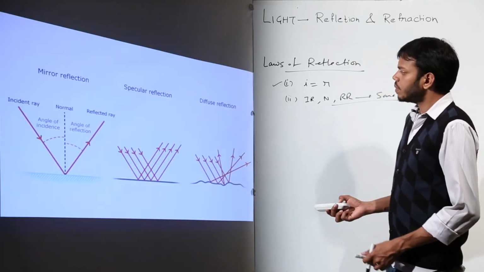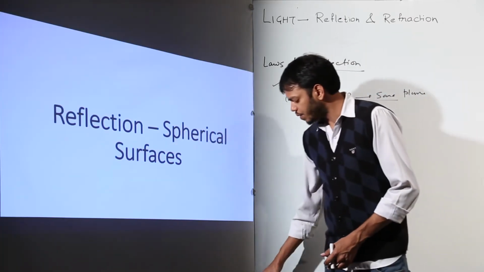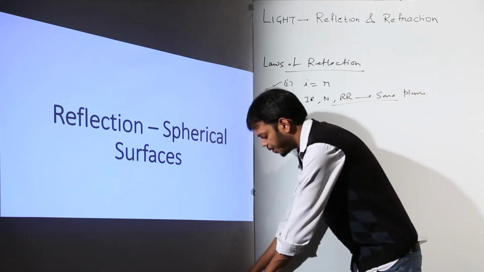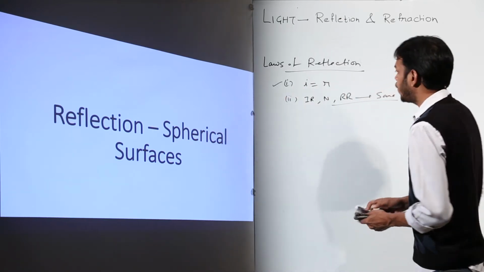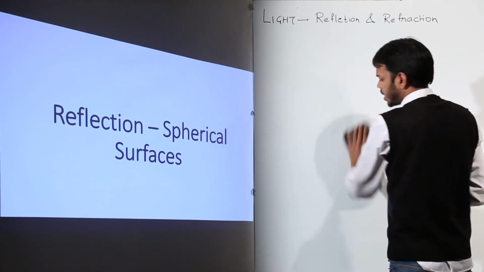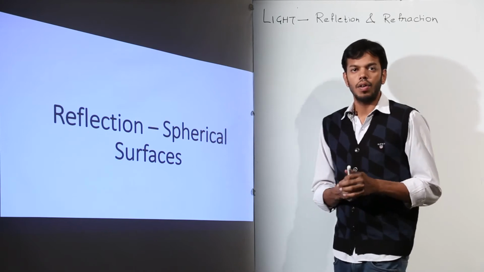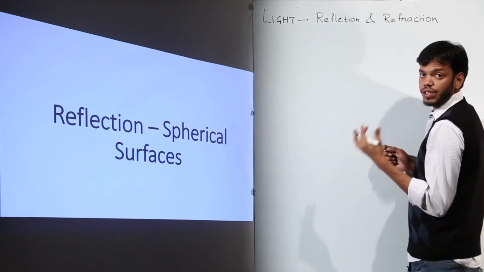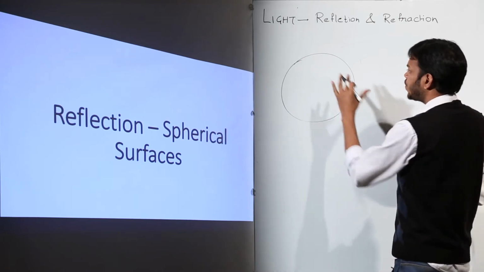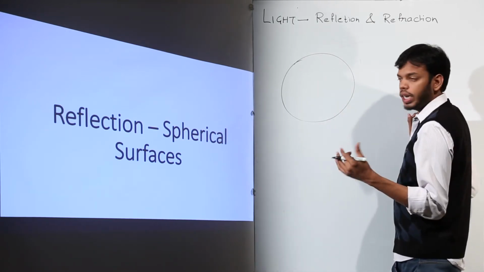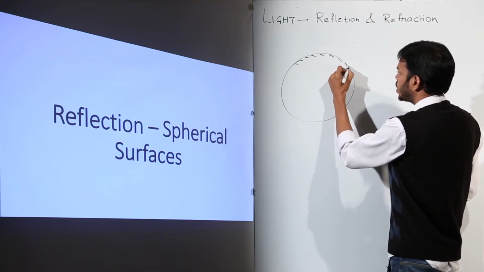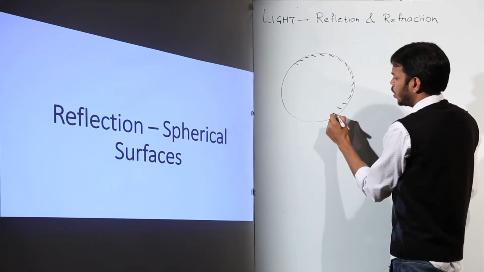Now, the next thing is reflection from spherical surfaces. What do we mean by spherical surfaces? We already have an idea of convex and concave surfaces. So, spherical surfaces are surfaces which are made from purely spherical objects. Consider a sphere. Now this sphere is completely polished from inside, and this is mirror polished, or you can say silver polished from inside.